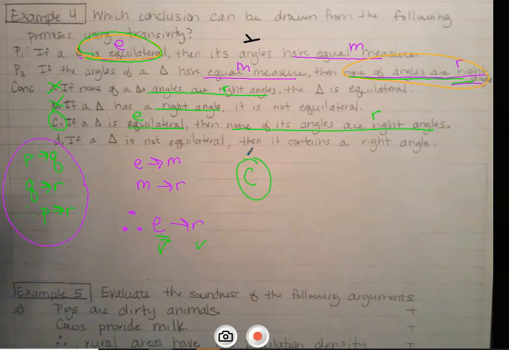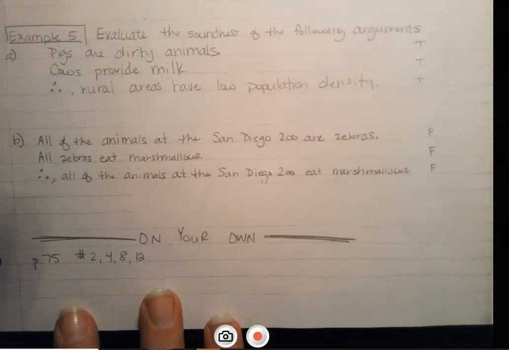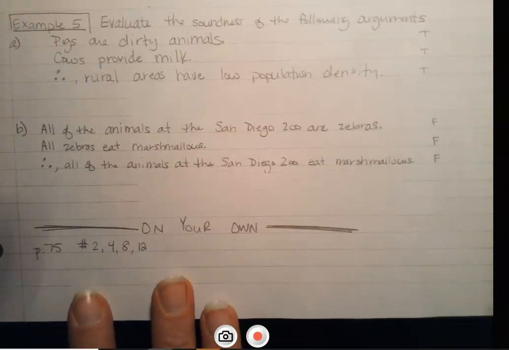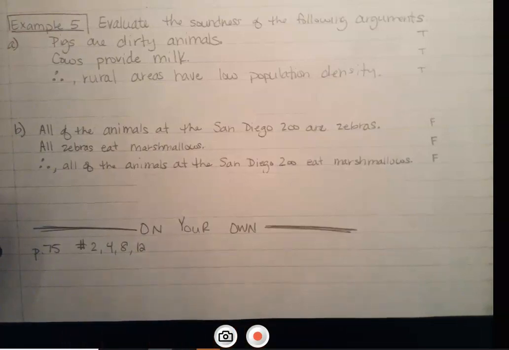All right, and let's look at example 5. Hopefully we're going slow enough that you're able to focus and you're not having to take too many notes so that you can make it make sense. Oh no! I just realized in my notes I didn't get the answers written down or whited out. So, example 5, evaluate the soundness of the following arguments.